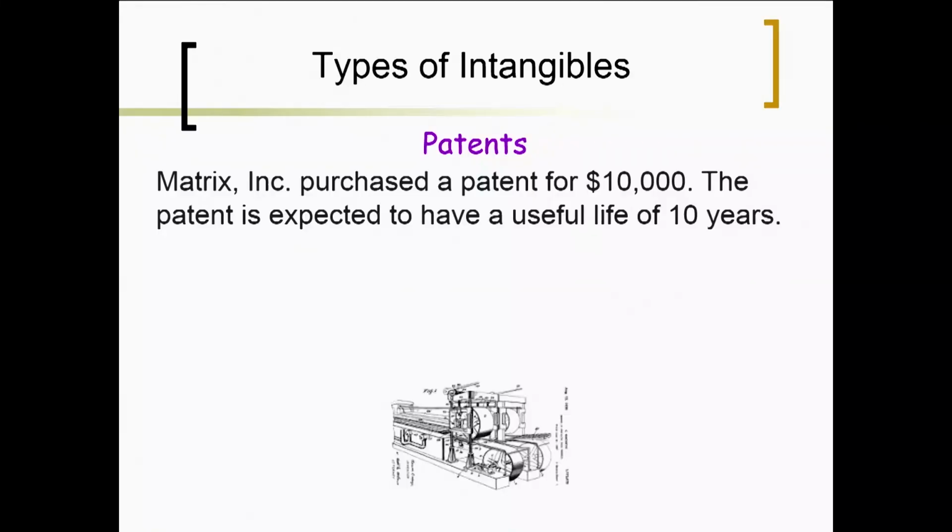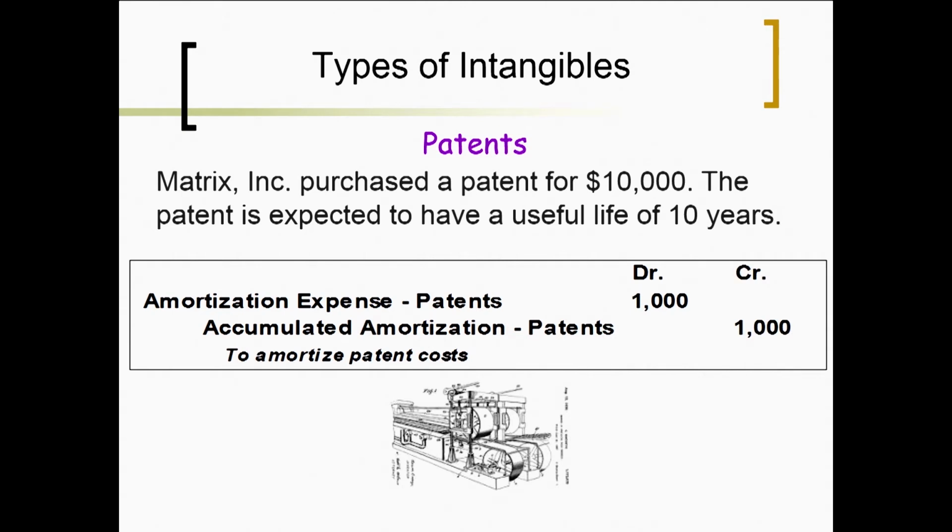So let's take a look at this. Let's say we purchase a patent for $10,000. Now, we didn't develop it, we purchased it. The patent is expected to have a useful life of 10 years. Well, let's figure out the amortization. Pretty easy. It's $10,000. There's no salvage or residual value mentioned. And we divide by the estimated useful life of 10 years. We're going to amortize $1,000 each of those years.